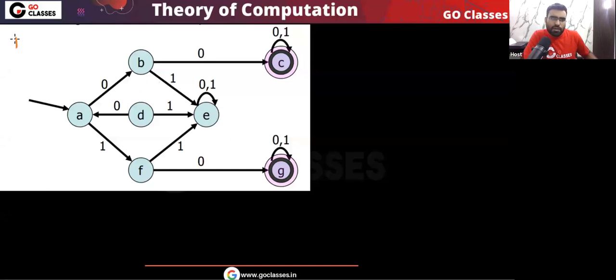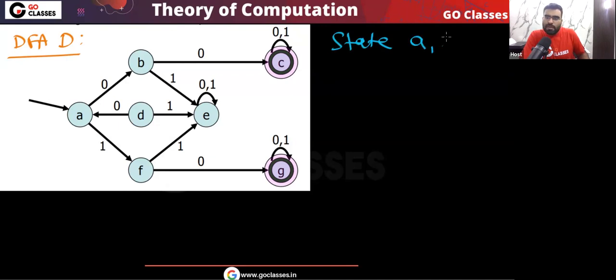A DFA is given to you. Let's call it DFA D. Now in this DFA D, tell me, states A comma B, are they distinguishable or not distinguishable? Let me check state A comma B. Can I say they are equivalent or not equivalent? This is your state A, and this is your state B.